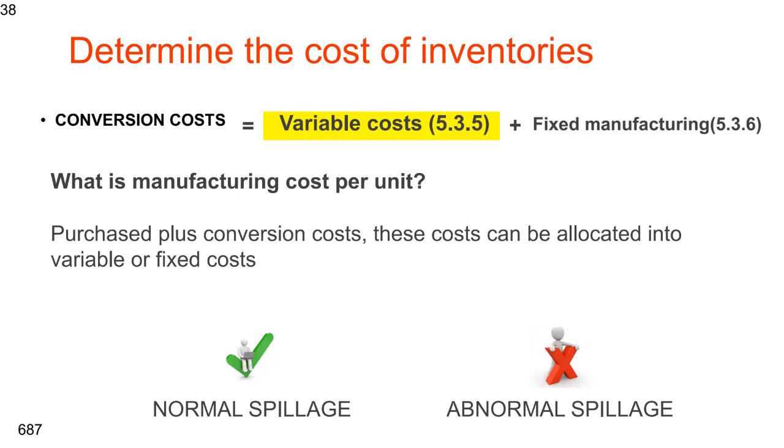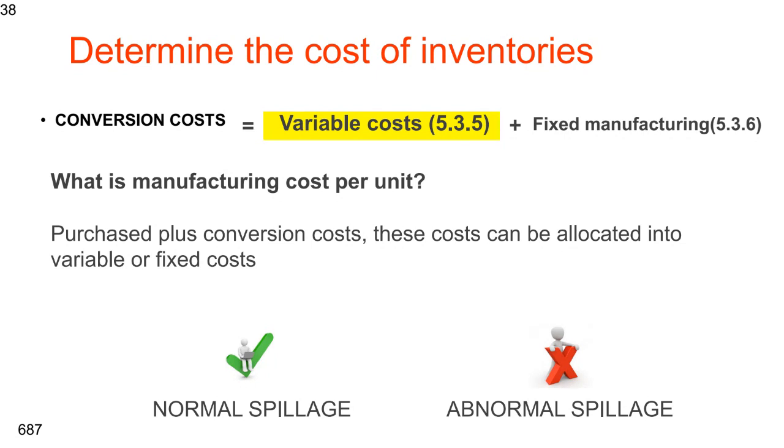Okay, so variable costs, like we said, change with the level of production, right? So that's the idea behind variable costs. They change with the level of production. Okay. So that's what I'm trying to say here.